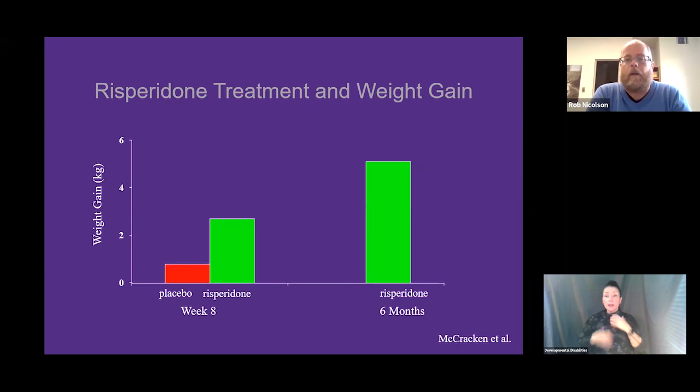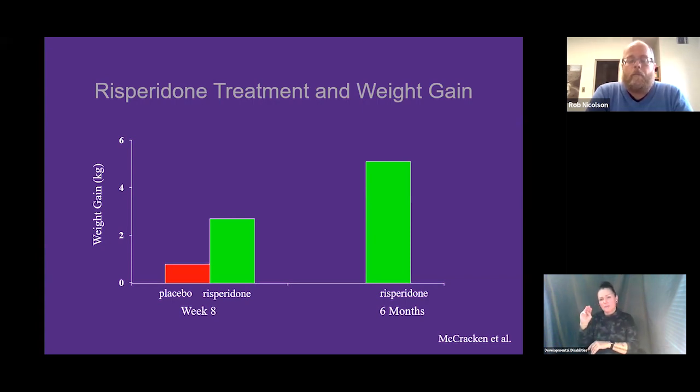So if we look at the risperidone study again, I was mentioning a moment ago, after 8 weeks, people taking risperidone had gained on average about 3 kilograms, whereas people on placebo had gained a little under 1 kilogram. And after 6 months, people who were still taking risperidone had gained about 5 kilograms, which is problematic, and obviously is more than people would have gained anyway, just by growth.